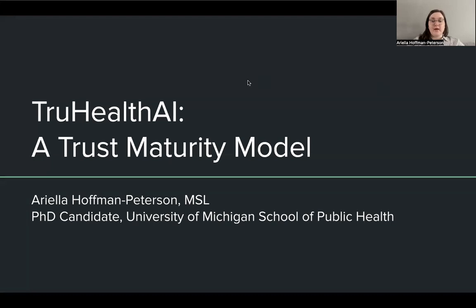Hi, my name is Ariella Hoffman-Peterson, and today I'm going to be talking about a trust maturity model I developed with my team about how we can make AI more trustworthy within the healthcare system.